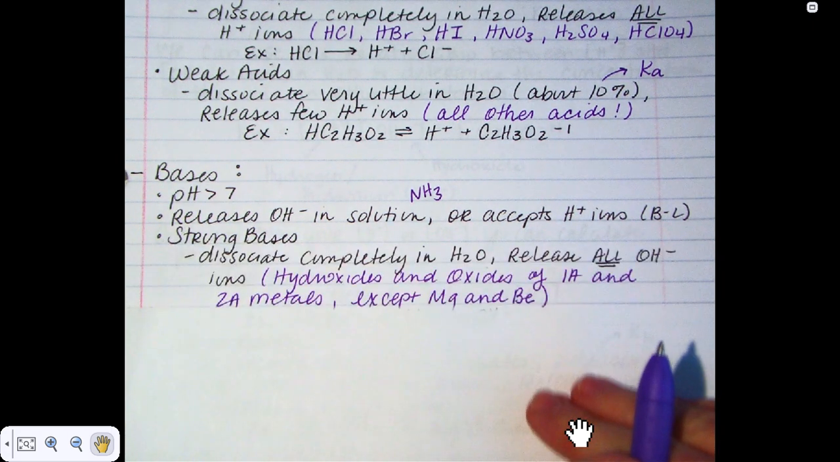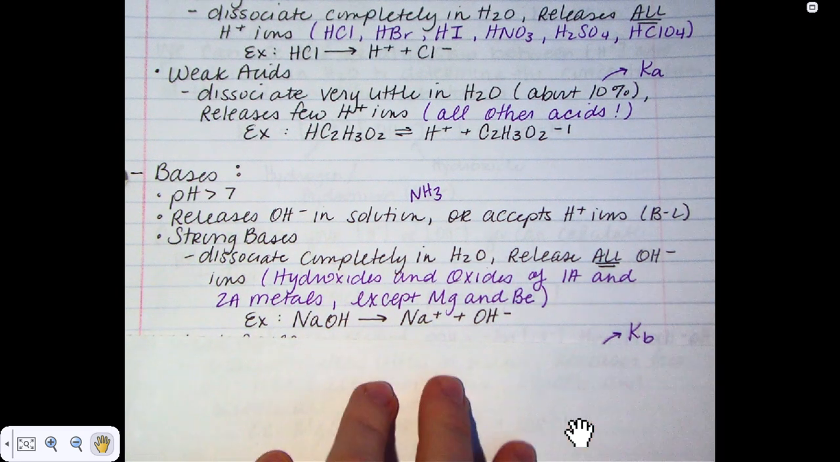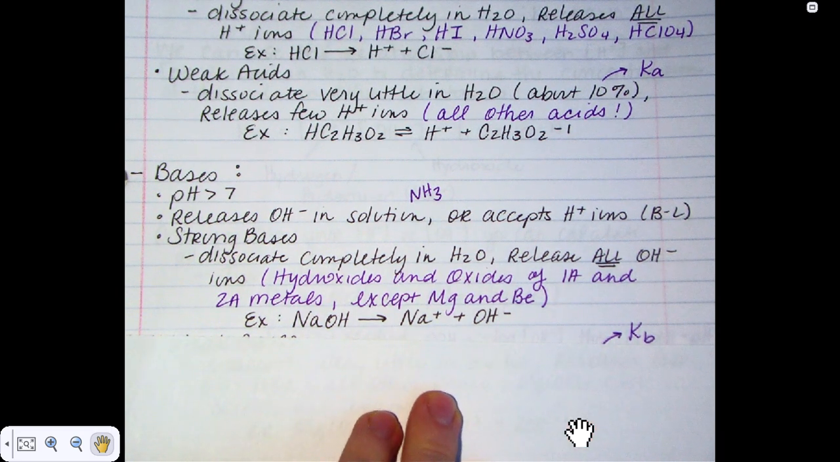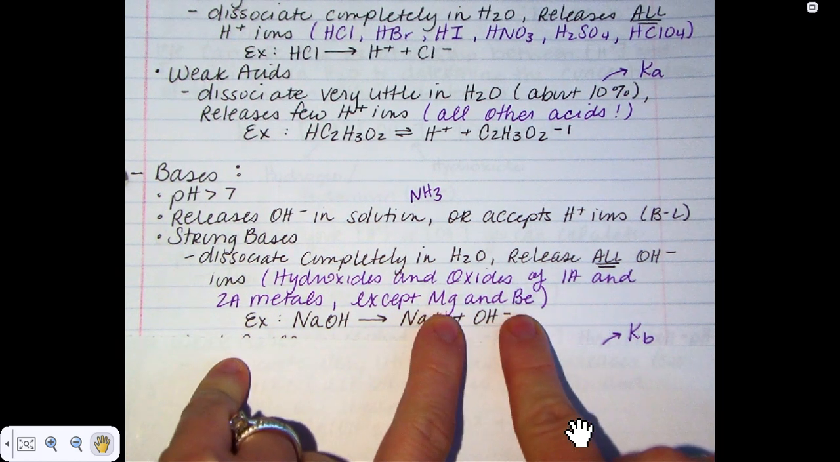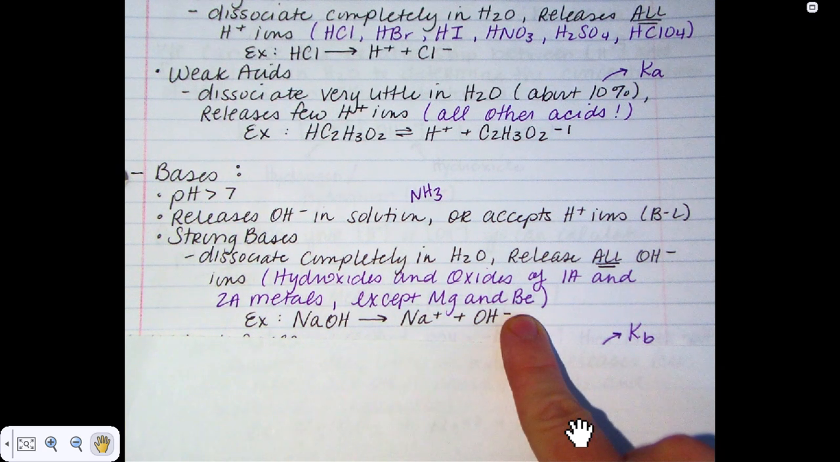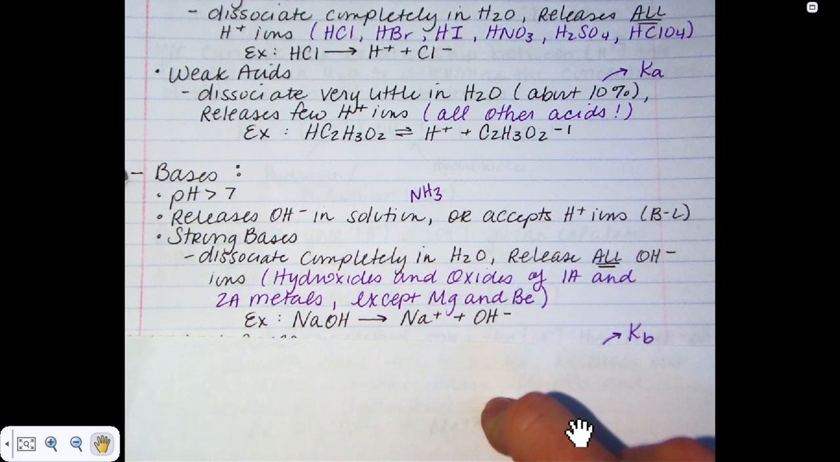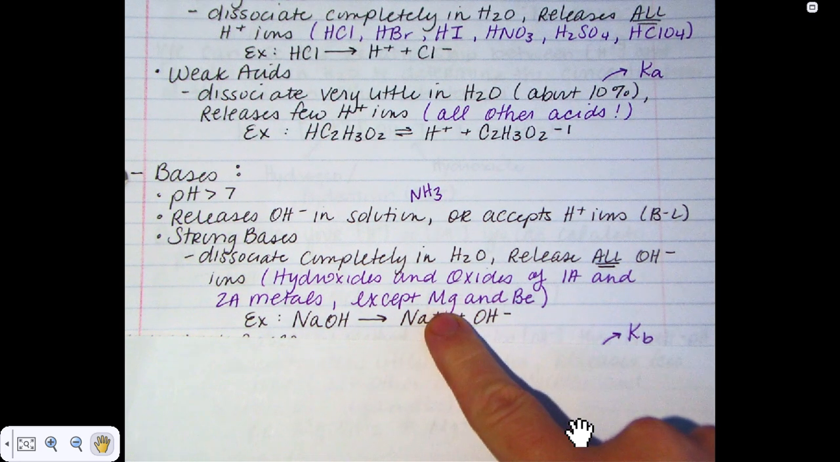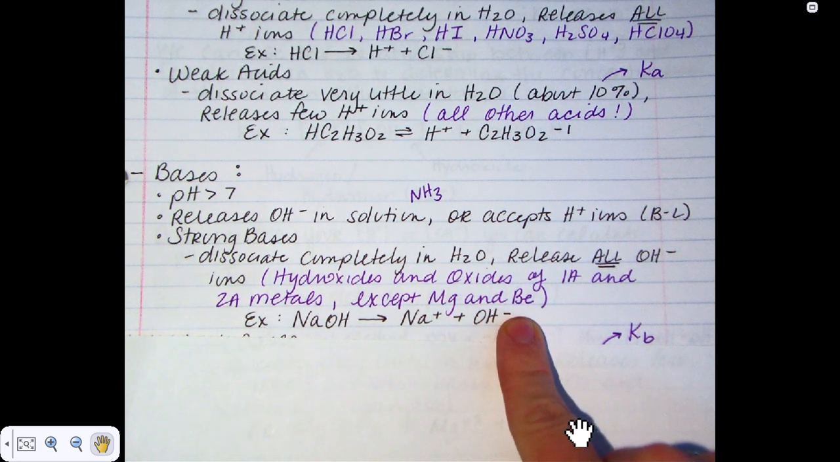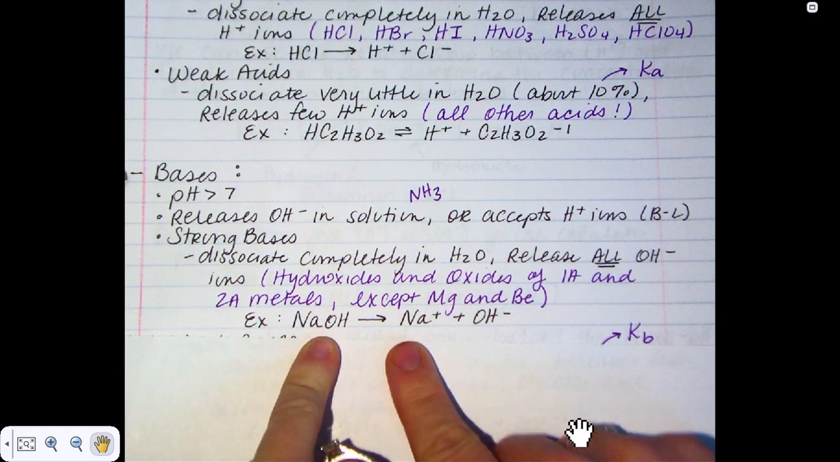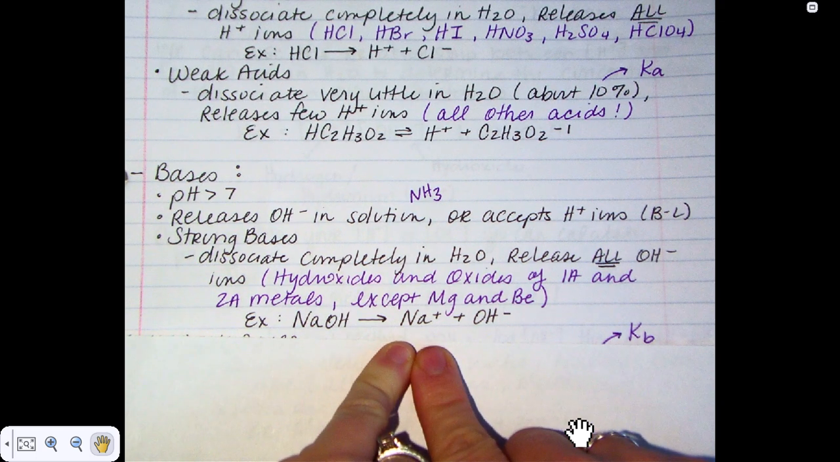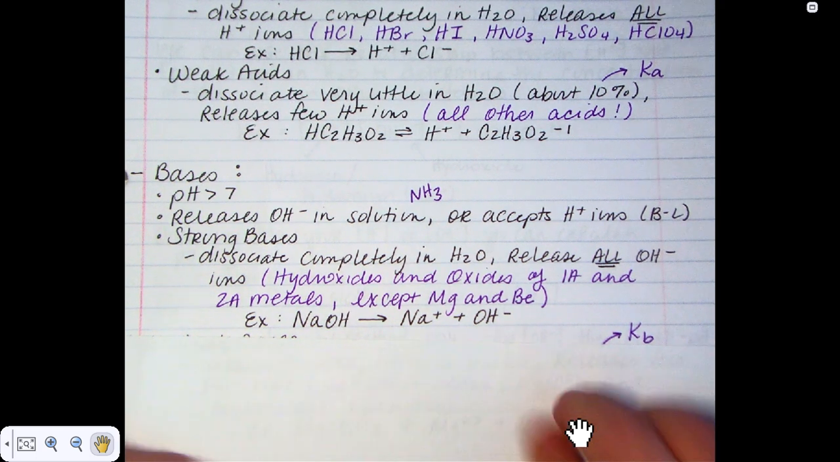All right, so strong bases. Strong bases will dissociate completely in water. They will release all their OH- ions and include any of your hydroxides and oxides of 1A and 2A metals, with the exception of magnesium and beryllium, for the same reason that hydrofluoric acid is not included as a strong acid. Magnesium hydroxide and beryllium hydroxide are not included as strong bases due to the size. Our strong bases, like sodium hydroxide, dissociate completely and release the OH- ion.